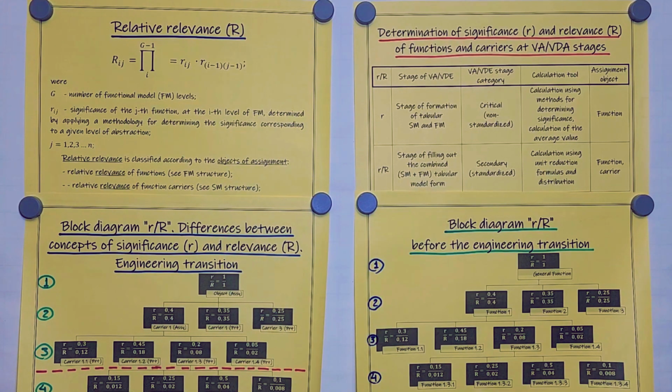significance to individual functions, in turn, from the stage of filling out the form of a combined structure and functional model, it means the tabular model. The formulas for reducing to one and the distribution of significance according to their respective carriers are the tool.